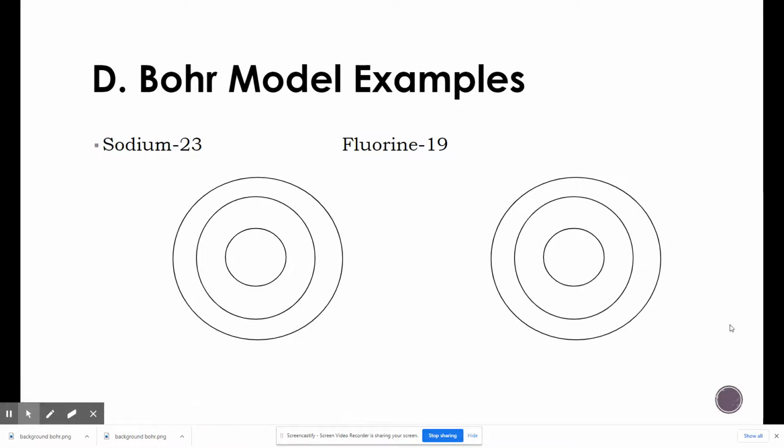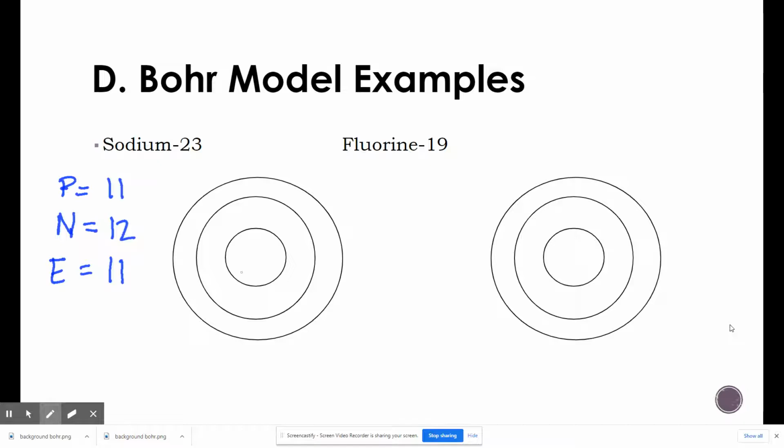Here are some examples of Bohr models and how to draw them. So first, I notice that I have sodium-23. If you look at a periodic table, that means sodium is Na. It has 11 protons and 12 neutrons. Remember, I get neutrons by subtracting my protons from my mass. So 23 minus 11 is 12. And these are all neutral, so it has the same number of electrons.